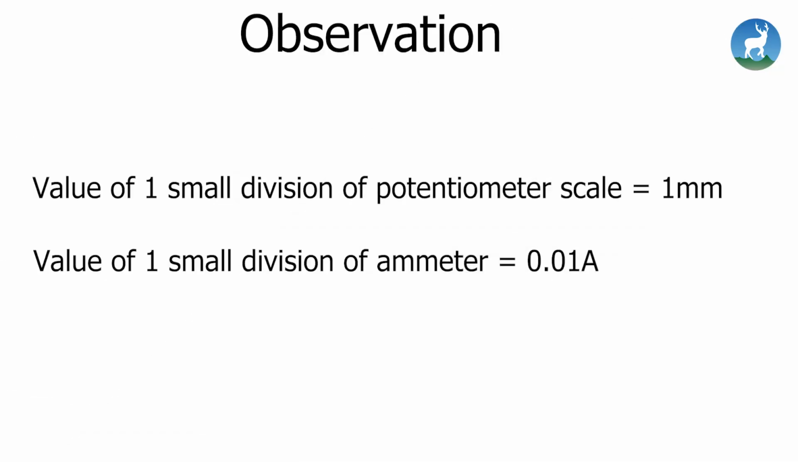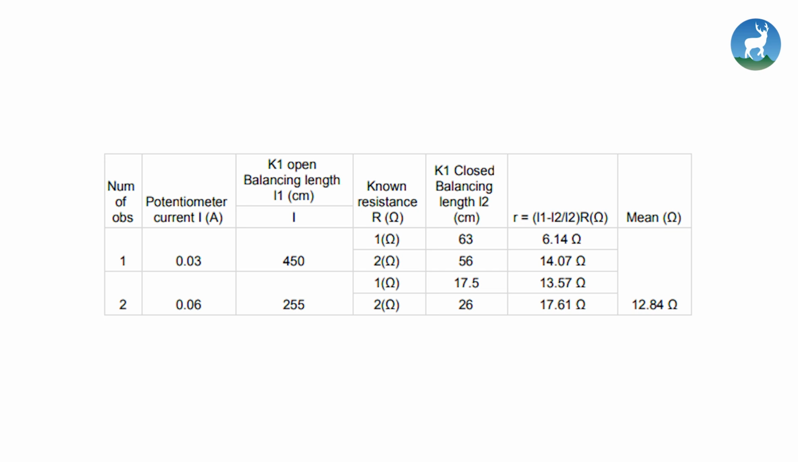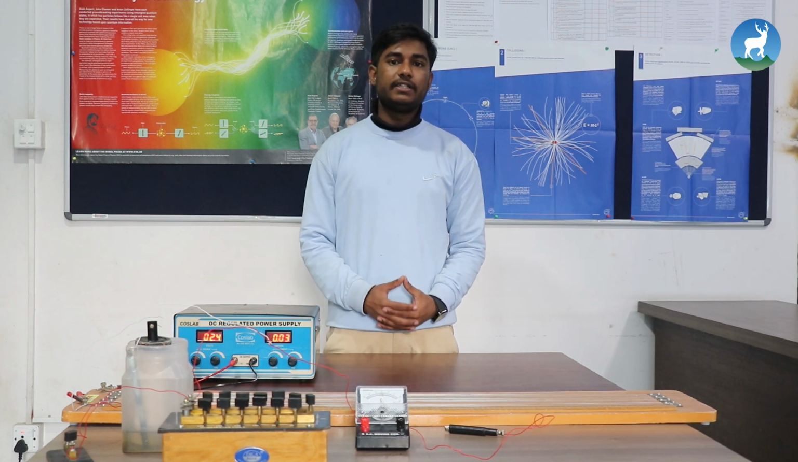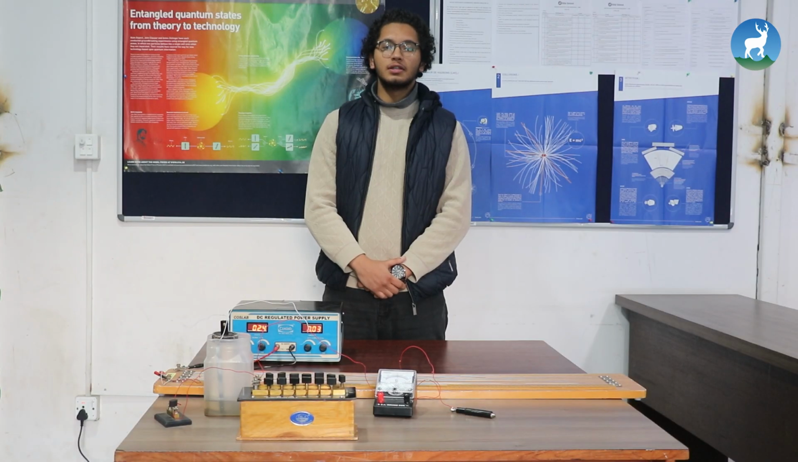Observation: the value of one small division of the potentiometer scale is equal to 1 mm. The value of one small division of the ammeter is equal to 0.01 ampere. Calculation: from the table, the internal resistance of the given cell is 12.84 ohm. Result: it is found experimentally that the internal resistance of the cell is 12.84 ohm. The internal resistance of a given cell is determined with the help of a potentiometer.